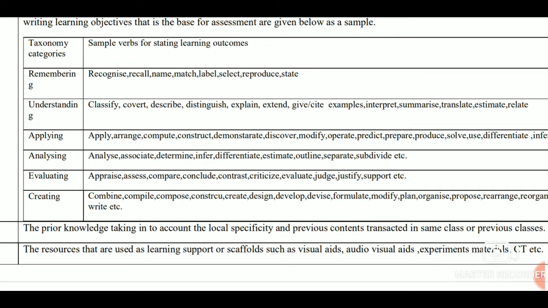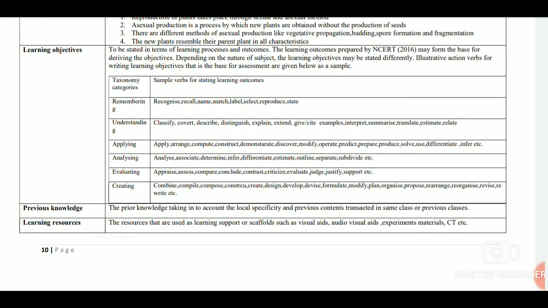Next comes understanding. In that also we have certain action verbs. Similarly, we can say students classify something, students distinguish something, students explain asexual reproduction, just like that. Then come apply, analyzing, evaluating, and creating. But there is one thing, that we need not include all of these taxonomic categories in each lesson plan, because sometimes that is not possible, but we should always try to include as much as possible.